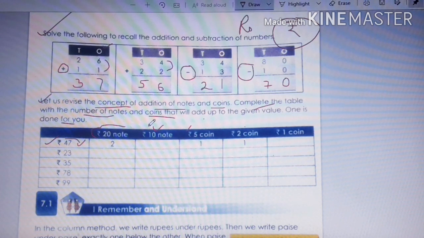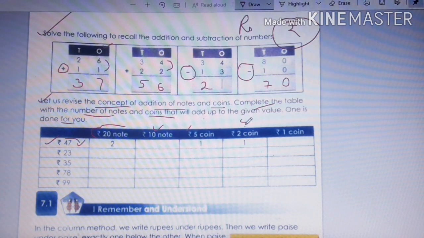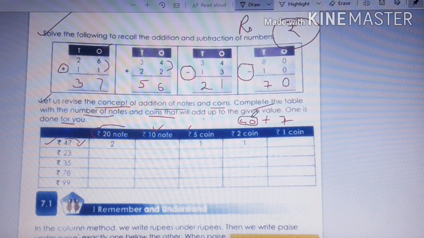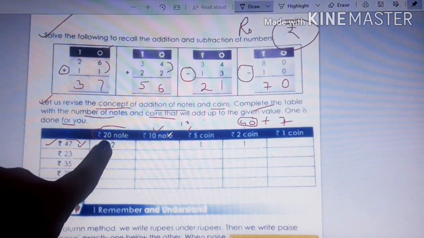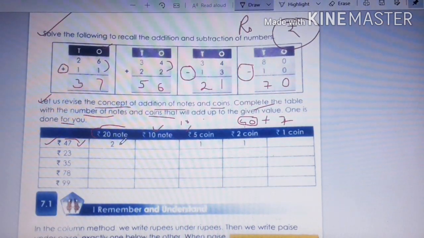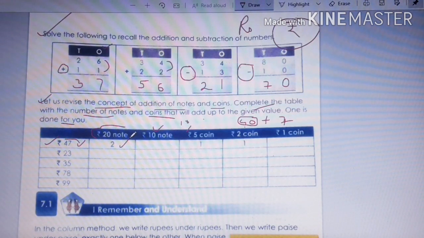Now children, here it is 47. If you separate it, it becomes 40 plus 7. To make it easy, let's do 40 plus 7. Now this is the tens place. We can divide this 40 into tens, like 10, 10, 10, 10, it is 40, children. You also have rupees 20. So you can take 2 notes of 20. If you take 2 notes of 20, it becomes 40. That means 20 plus 20 is 40.